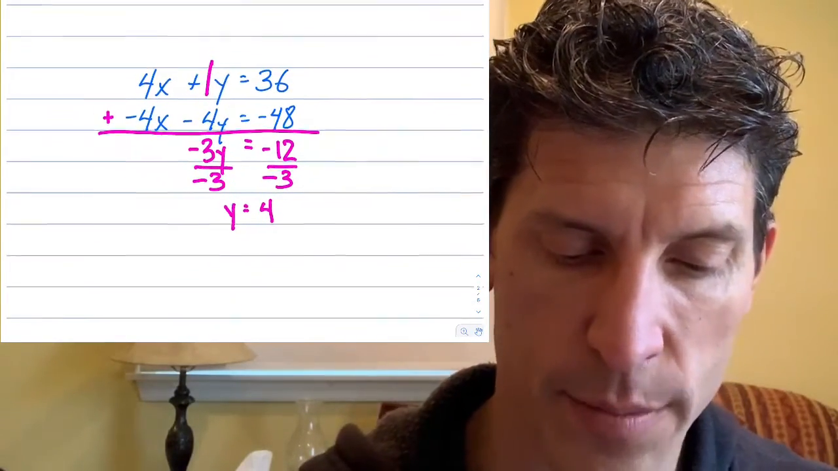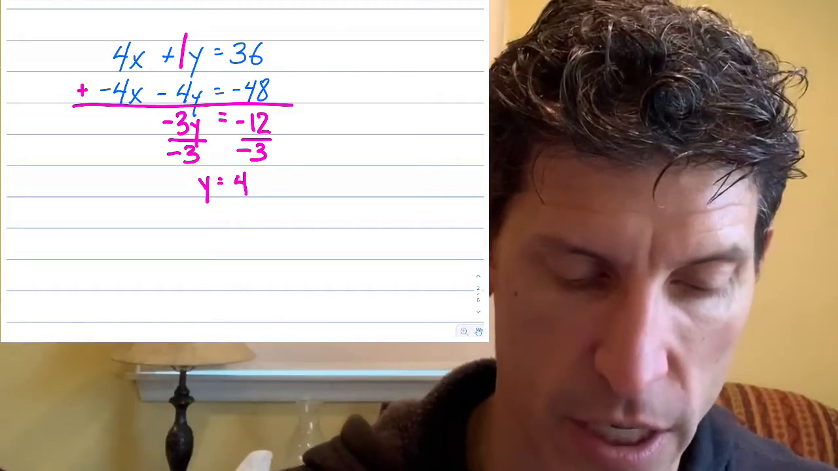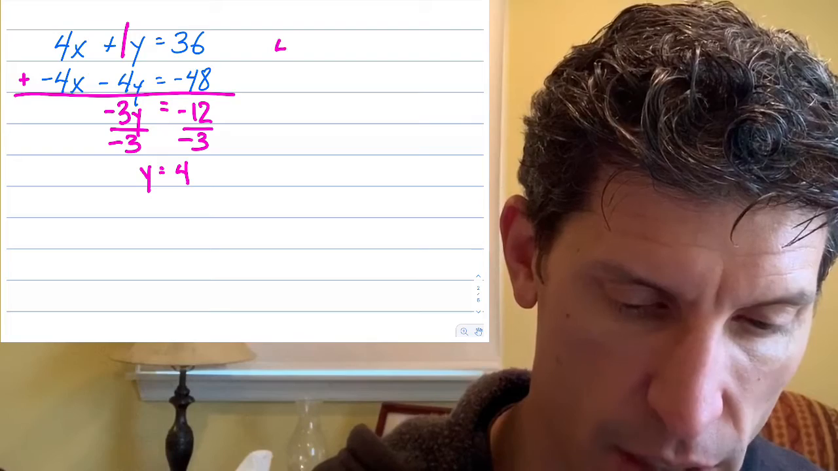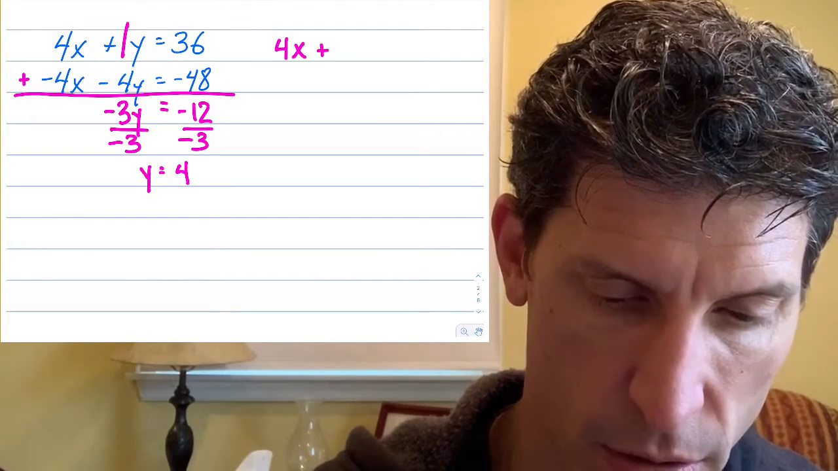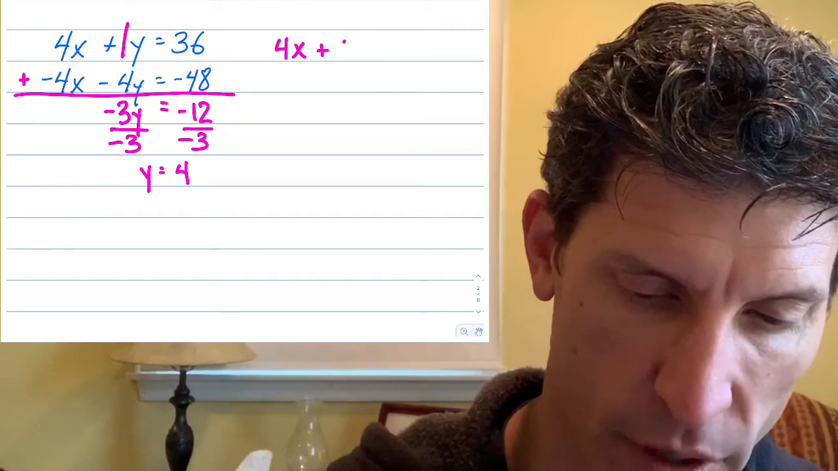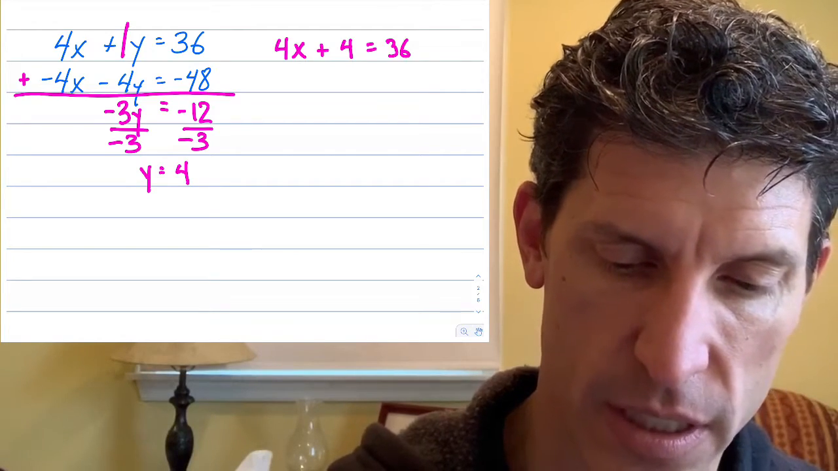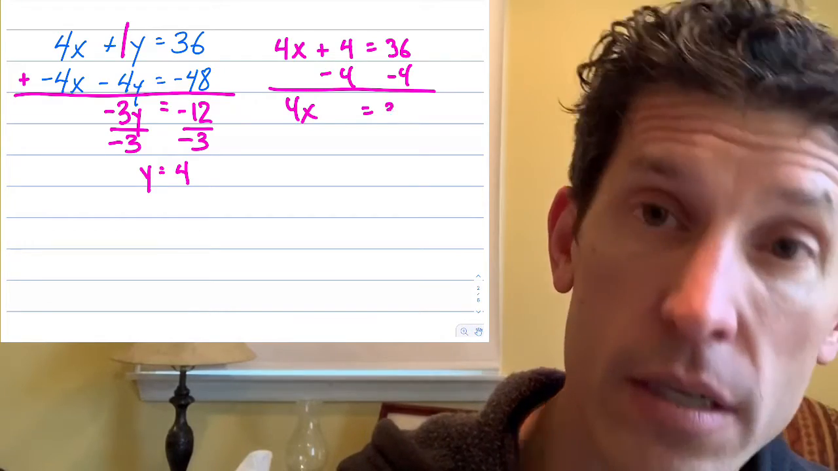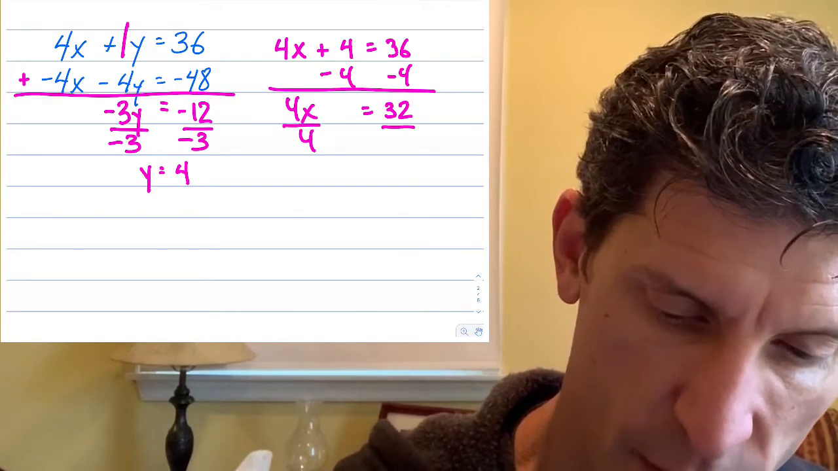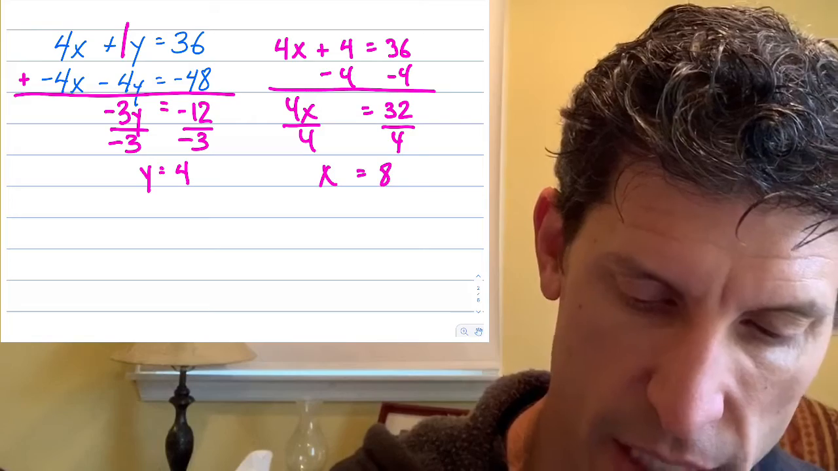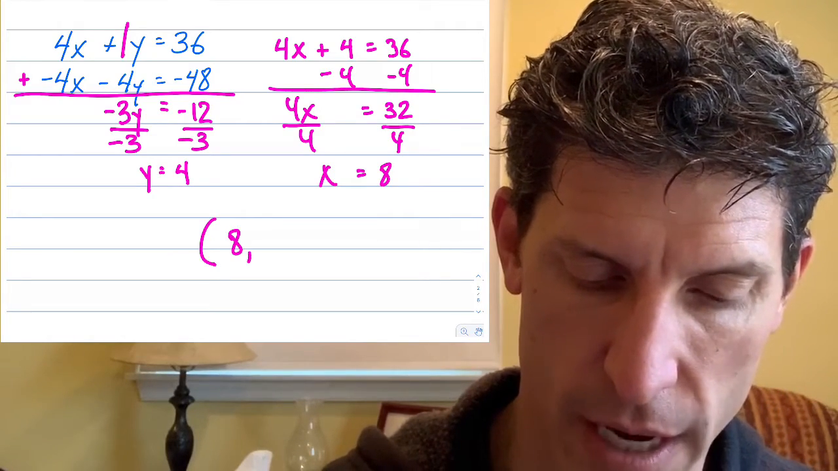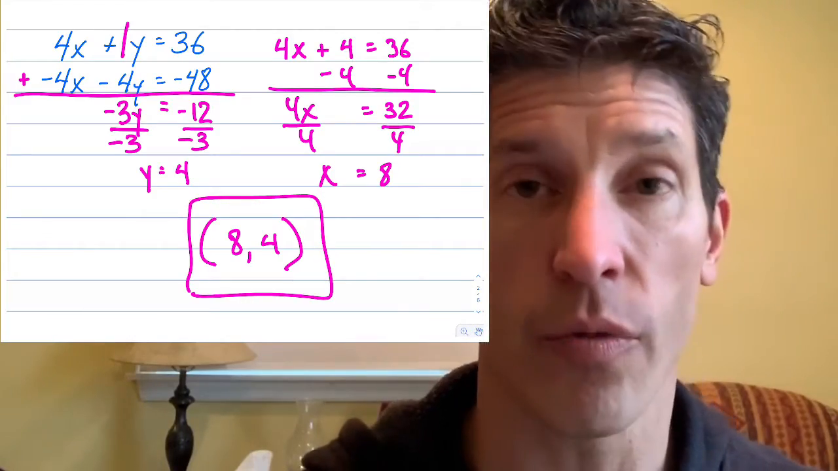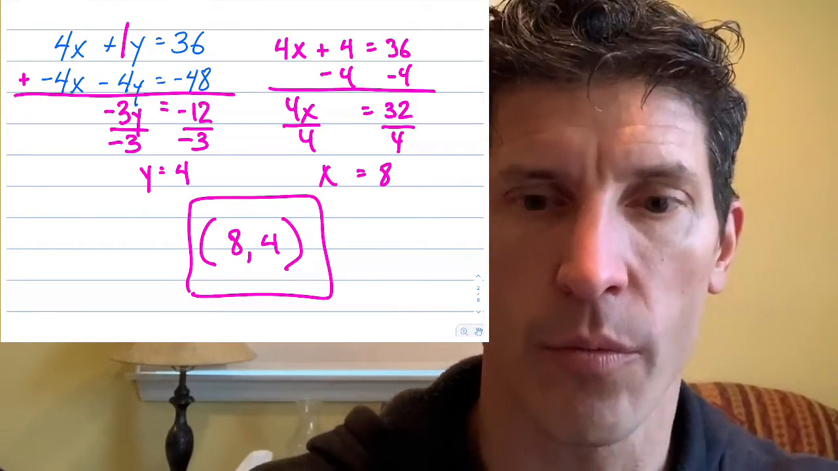Same as before, substitute that into one of the two original equations. Doesn't really matter which one. I usually recommend whichever one seems easier. And in this case, the first one seems easier. So 4x plus y, so 4x plus 4 equals 36. I'll do a minus 4 to both sides. 4x is 32. Divide both sides by 4, and x is 8. And here you go, 8 and 4. Once again, nice, easy answer and relatively quick. Let's do one more for good measure.